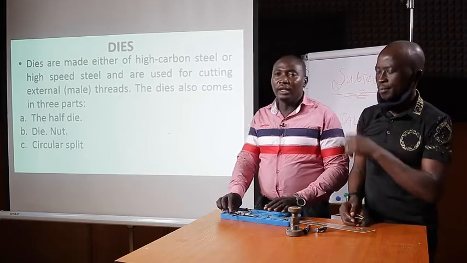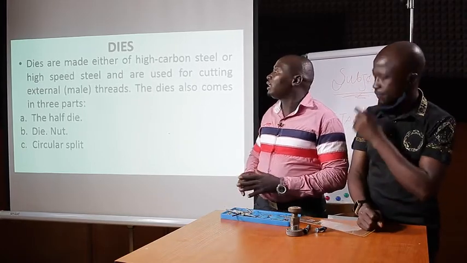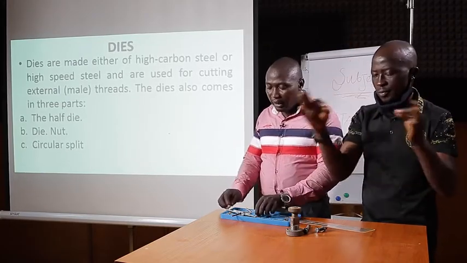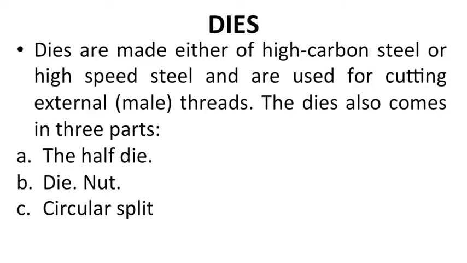We have the next one, which is used to cut the external male thread. External male thread. And we say we have the dies. The dies are either of high carbon steel or high speed steel, and are used for cutting external male thread. The die also comes in three parts: the half die, die nuts, and circular split. These are the three forms of dies that we use to cut external male thread.